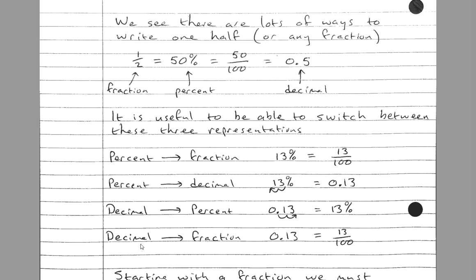And we looked at this earlier in the chapter. To convert decimals to fractions, you just look at the number of places. So here we have 2 places. So this is 13 over 100. If it was 0.134, that would be 3 places. So it would be 134 over 1,000.